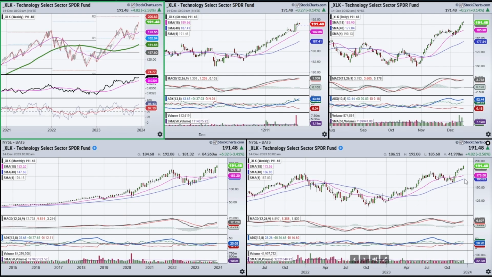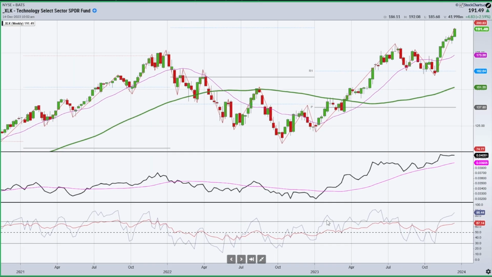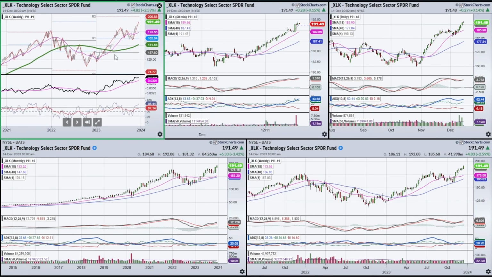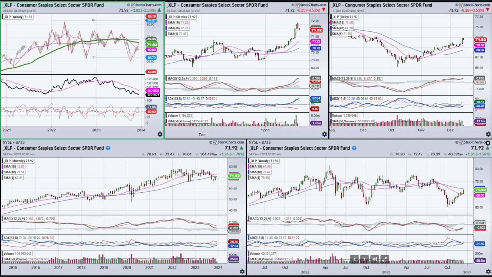The XLK is another area that I think looks pretty good, but we've got to watch the relative strength. If we start to see stocks like the basic materials and the financials and the industrials improve, we could see deterioration on a relative basis to these, and these might not perform quite as well as they have. So we've got to keep an eye on that.